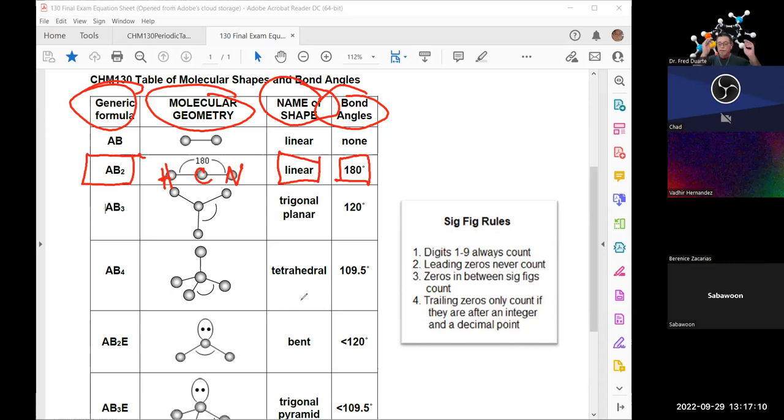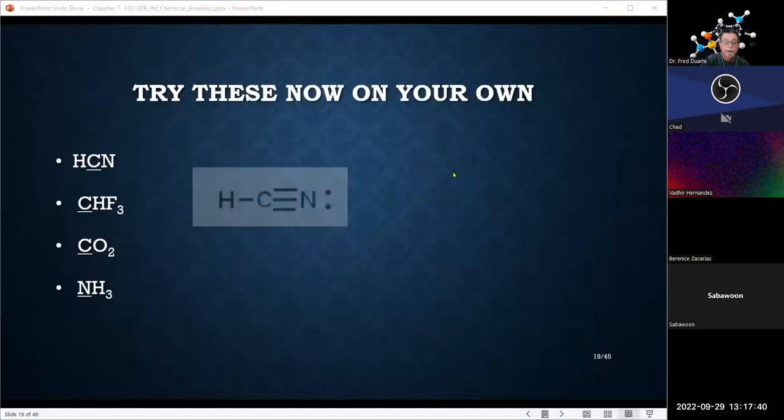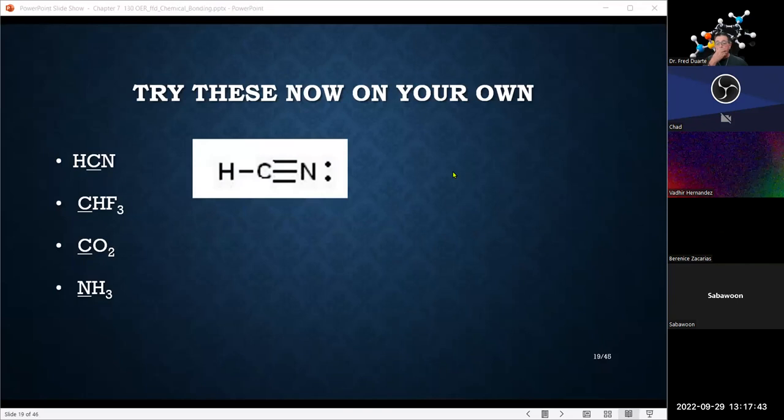from the valence electrons, knowing who the central atom is, we figure out a structure. From that structure, we determine the general formula, or the generic formula ABE, come to the shapes table, find that general formula that gives us the geometry, that gives us the name of that geometry, plus the bond angle. Okay. And this is what we just calculated.